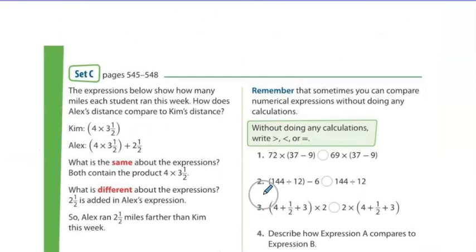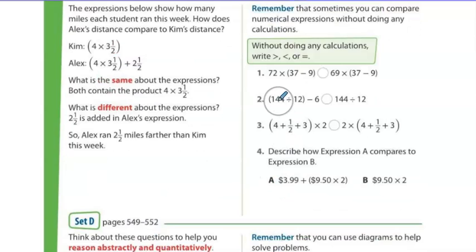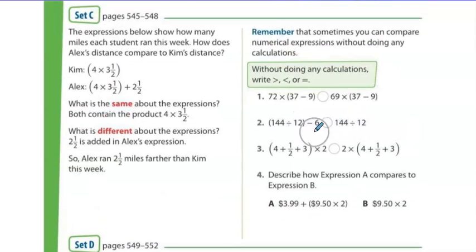On page 57, on this top portion, you're looking to see what's the same. So if you notice, 37 minus 9 is the same. But over here, we're multiplying by 72, and over here, we're only multiplying by 69.